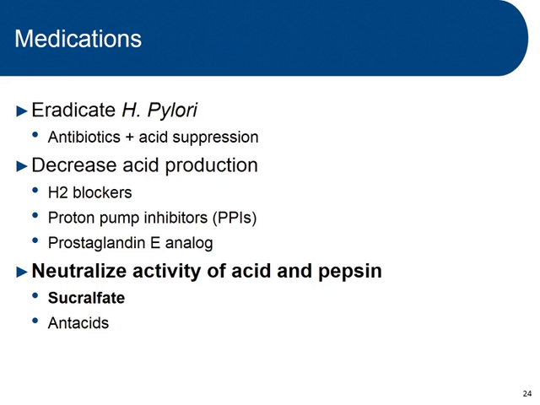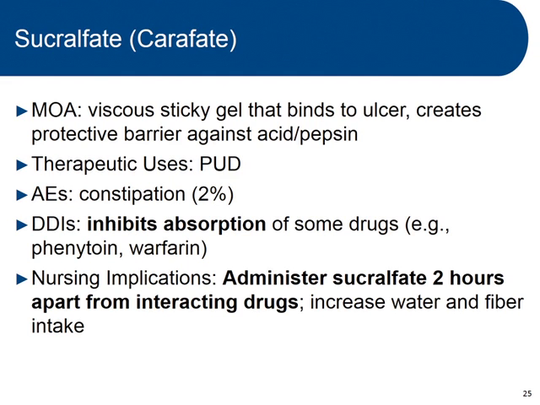All right, so let's finish this lecture up and talk about the drugs that can neutralize the activity of acid and pepsin. The first one we're going to talk about is sucralfate. Sucralfate, or the brand name Carafate, is a viscous, sticky gel that basically binds to the ulcer, and it creates a protective barrier. So this drug is a protective drug.